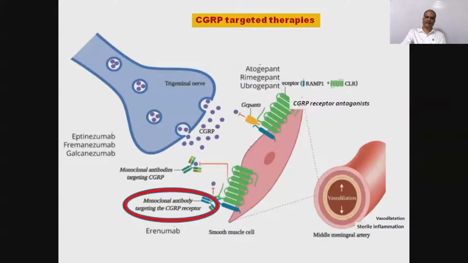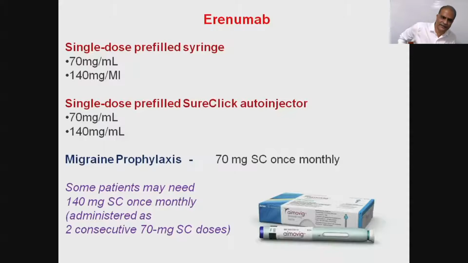And finally, the latest is the monoclonal antibody which targets the receptor. This is very safe, with fewer side effects, and there is only one drug for this, called erenumab. It comes as a pre-filled syringe of either 70 or 140 milligrams, which the patient can inject themselves, and it has to be taken once a month. You can start with 70 milligrams once a month and continue it, and for some patients who don't respond to 70 milligrams, we can increase it to 140 milligrams.